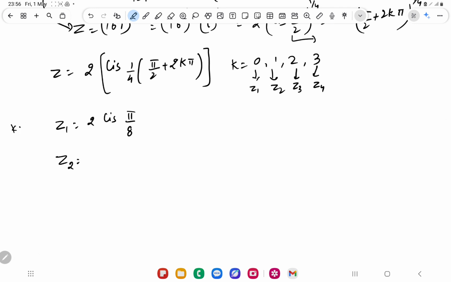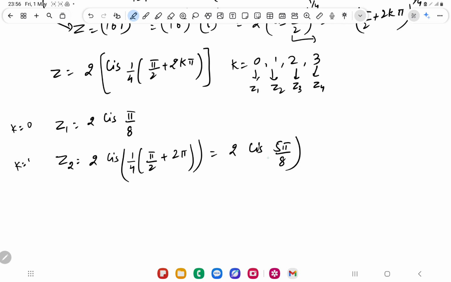Now this was for k equals 0. Now if I put k as 1, this will be 2 cis of (1 by 4 into (pi by 2 plus 2 pi)), which will give me 2 cis 5 pi by 8.